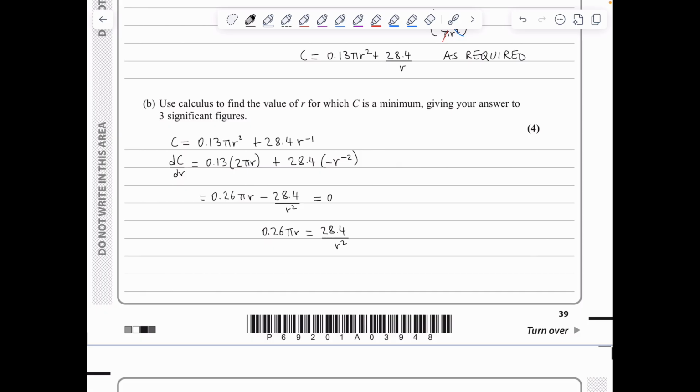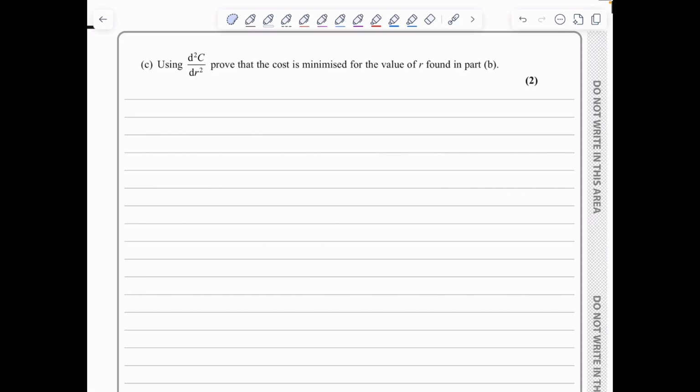I will cross multiply to get 0.26 pi r cubed being equal to 28.4, and therefore we have that r cubed is 28.4 over the 0.26 pi. I will proceed by taking the third root of 28.4 over 0.26 pi. This will give me the value for r, which needs to be given to three significant figures, and it works out to be 3.26.